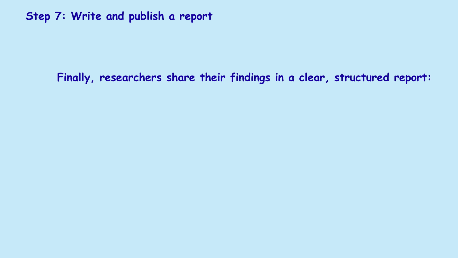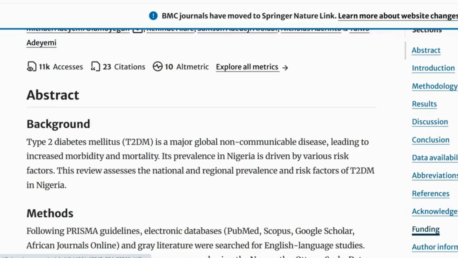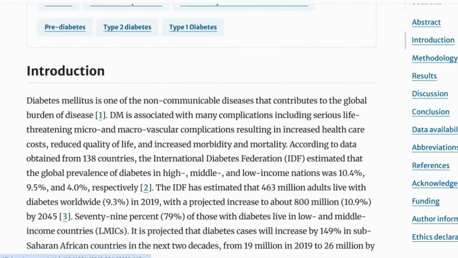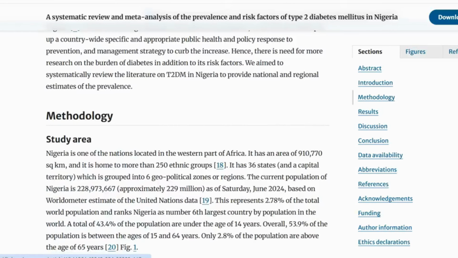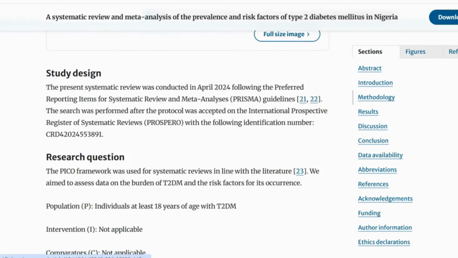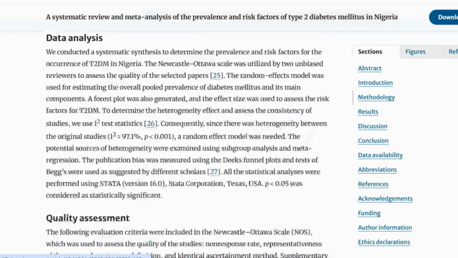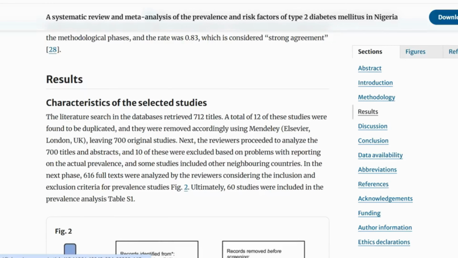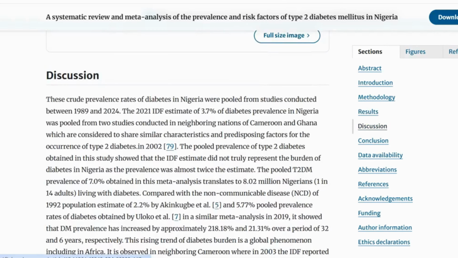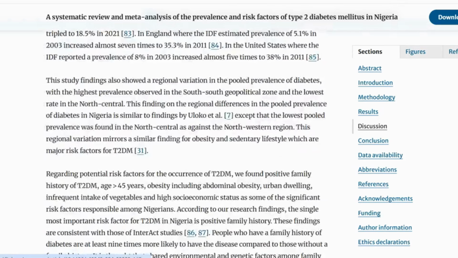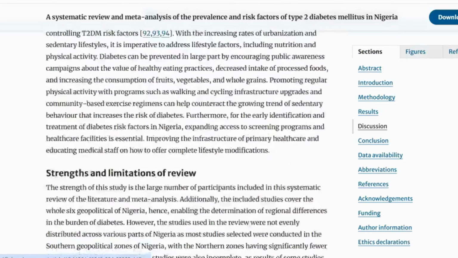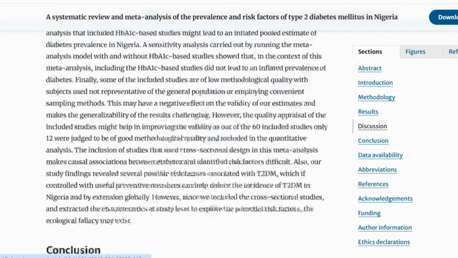Step 7. Write and publish a report. Finally, researchers share their findings in a clear, structured report: abstract, summary of the review; introduction, background and objectives; methods, how studies were selected, data collected and analyzed; results, what studies were included and what they found; discussion, interpretation, strengths, limitations, and implications; conclusion, final answers and recommendations.